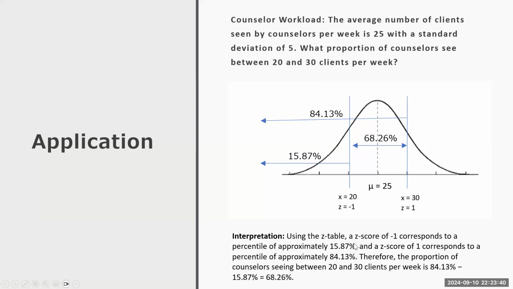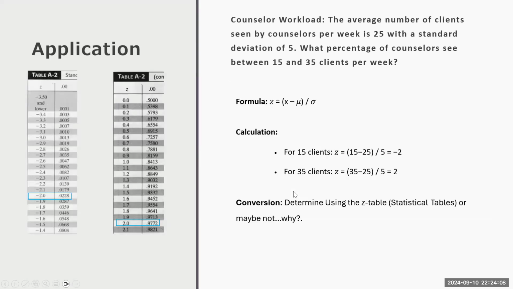68.26%, leaving me with an interpretation that a z-score of -1 corresponds with a percentile of approximately 15.87, and a z-score of 1 corresponds with a percentile of approximately 84.13%. Therefore, the proportion of counselors seen between 20 to 30 clients per week is 84.13% minus 15.87% for a total percentage of 68.26.